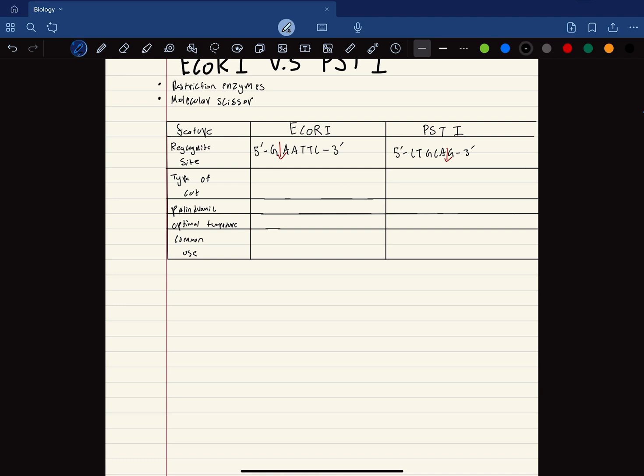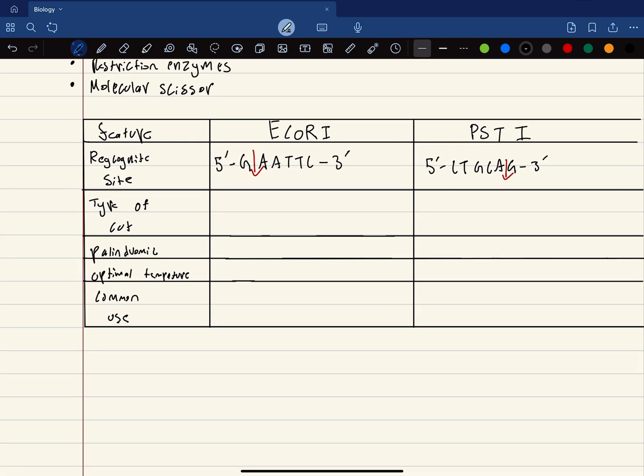Next thing, type of cut. So for EcoR1, it's a 5 prime overhang. So it cuts at the beginning of the sequence right here. And that's the type of cut. And then for PST1, it's a 3 prime overhang, and it cuts at the end of the sequence right here.